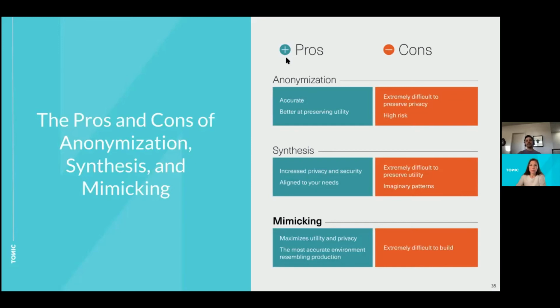Synthesis, if you look at the synthesis approach, it can be very difficult to preserve the utility of the data. You can get the privacy up there, but the utility can be very difficult to preserve. And that's why we looked at mimicking as the approach here, which helps us maximize utility and privacy. But it's extremely difficult to build because now it's not just one size fits all, right? Now you've got to build format preserving encryption, you've got to build the synthesis, you've got to build the subsetting, you've got to build all these different things to put it together.